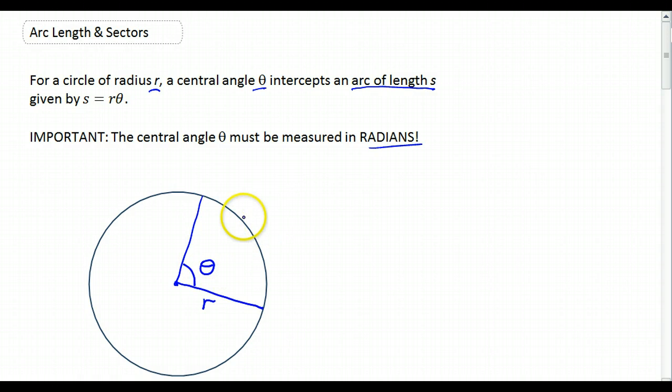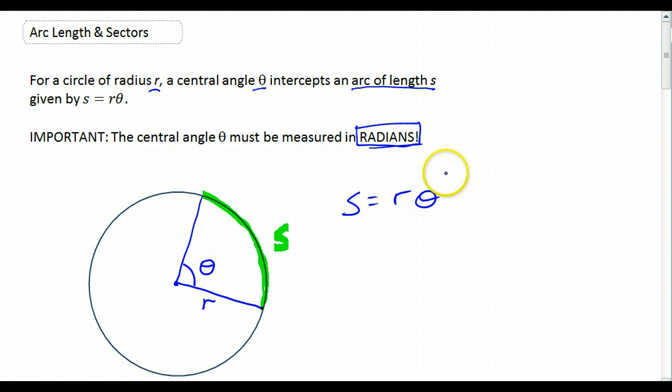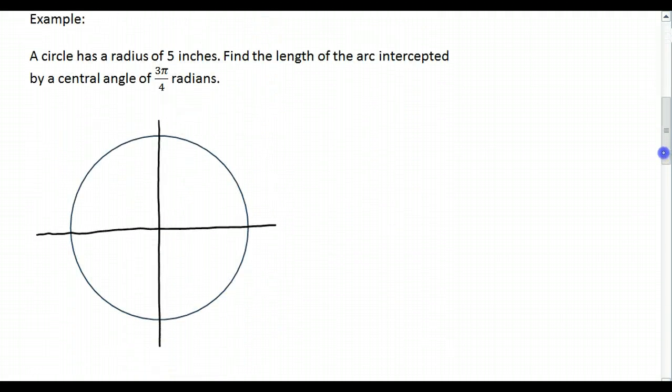If that theta is in radians, then this arc length that's intercepted by that angle is called s. And s equals r times theta. Pretty easy, right? The only tricky thing is theta has to be in radians. Okay, let's do a couple of examples.